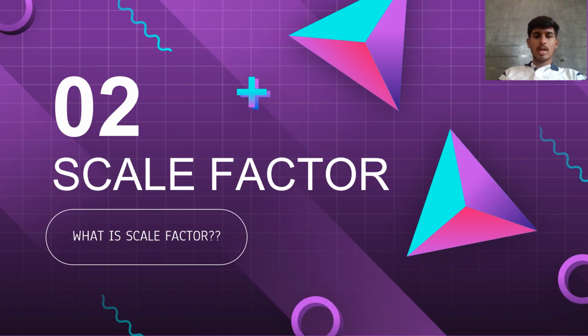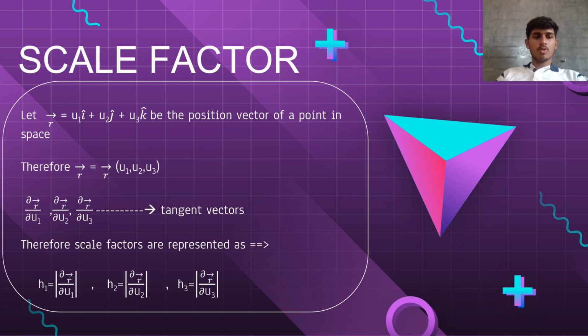Moving on, the next topic is scale factor. What is a scale factor? Let us study it in detail. Consider a position vector r bar equals u1 i cap plus u2 j cap plus u3 k cap, the position vector of some point in space. The tangent vectors for u1, u2 and u3 are the partial derivative of r bar with respect to u1, with respect to u2 and with respect to u3. The scale factors are represented by h1, h2 and h3 and are given by the magnitudes of the tangent vectors. So h1 is the modulus of the partial derivative of r bar with respect to u1, which is the magnitude of this differentiation. Similarly h2 is the modulus of dou r bar by dou u2 and h3 is the modulus of dou r bar by dou u3.